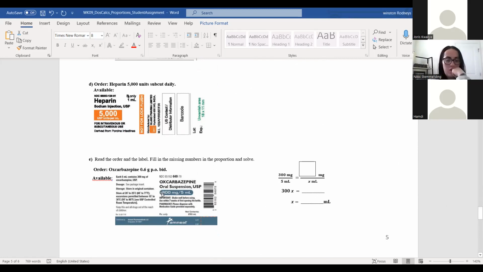Like for part E, for example, here, you're trying to do 6 grams. But just don't forget that if this is in grams and this is in milligrams, then you have to change this into milligrams by multiplying it by 1,000, which gives you 600 milligrams. So you set up a proportion, 300 mgs over 5 mL equal 600 mgs over X mLs.